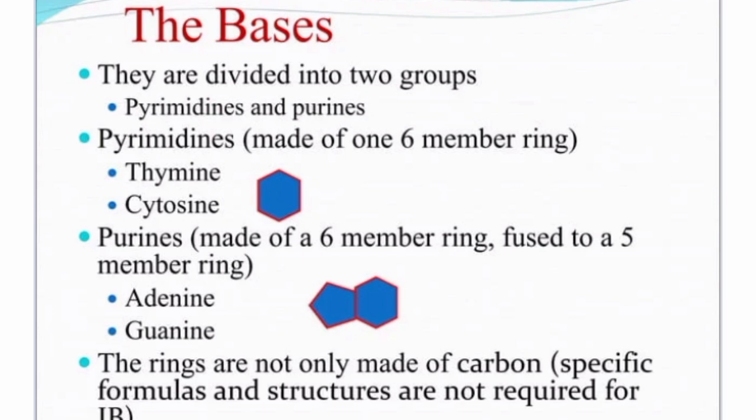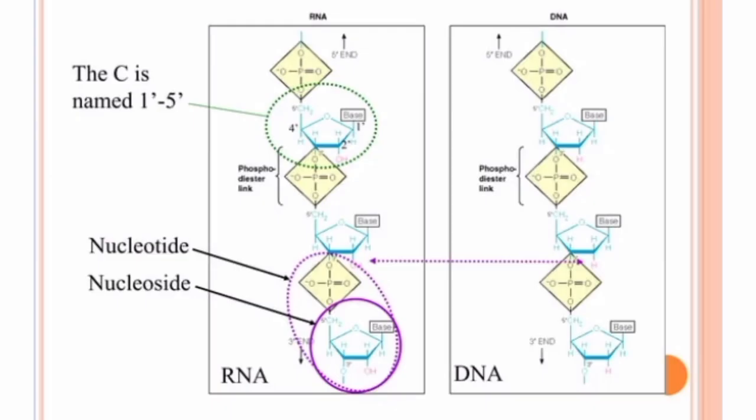So purines consist of both a 6-membered ring and a 5-membered ring, while pyrimidines consist of only the 6-membered ring. This can be explained in the upcoming picture. Just look at this DNA structure. There is a phosphate group, and this phosphate group attaches to each of the pentose sugars.